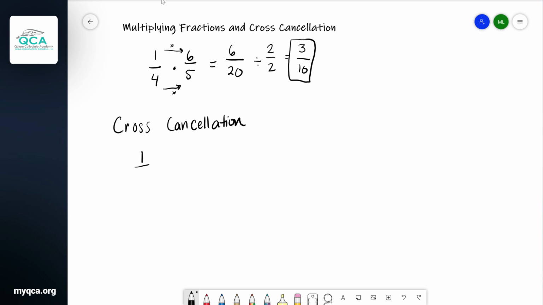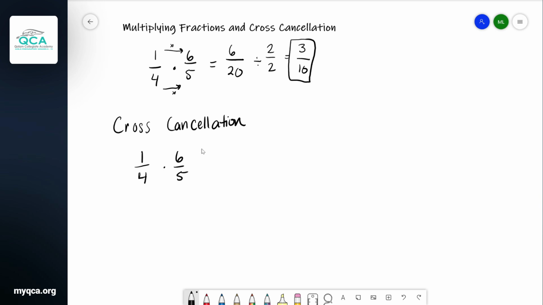So I'm going to rewrite the problem: 1/4 times 6 over 5. Now cross-cancellation works like this. Do 1 and 5 have a greatest common factor? No. Do 6 and 4 have a greatest common factor?